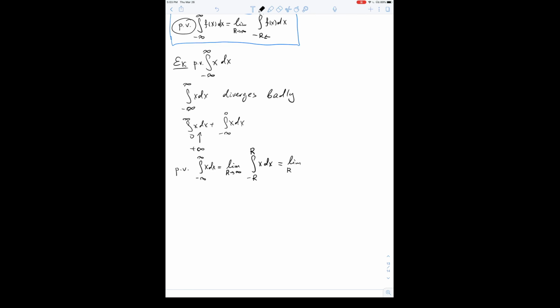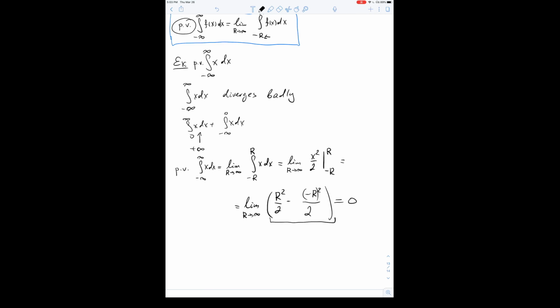Okay, so now there is an antiderivative. Sorry, I don't need the integral anymore. I need to write x squared over 2, plugging the limits. And then when we plug the limits, we get r squared over 2 minus r squared over 2, and that's 0. So this thing is 0, and so the limit is also 0.